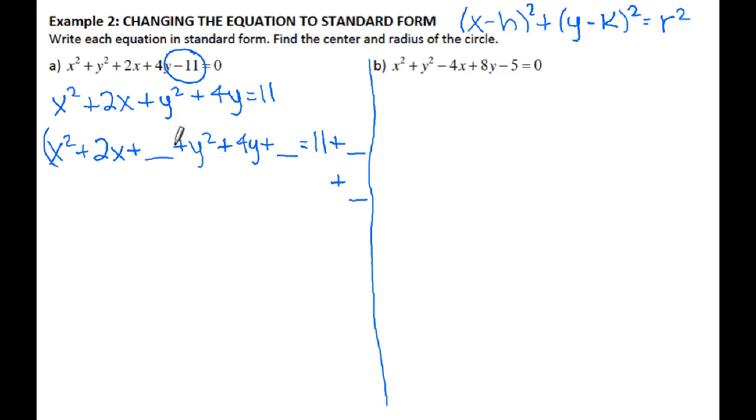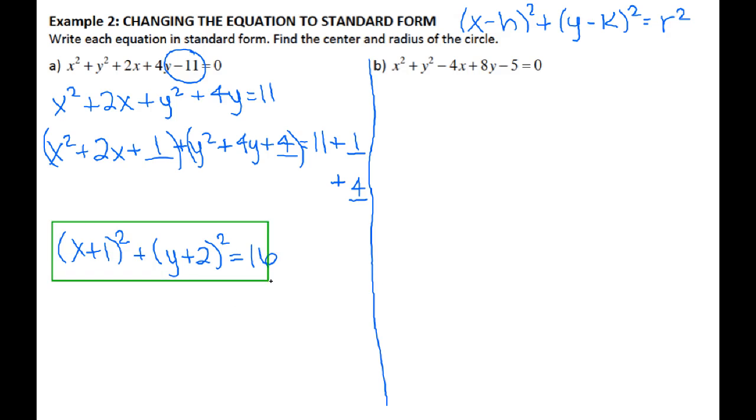Looking at my x's, I'm taking half of 2 and squaring it, and that's 1. Looking at my y's, I'm taking half of 4 and squaring it, so that's 4. I put these terms in parentheses because those are the quadratics that I need to factor so that it looks like this. So x squared plus 2x plus 1 factors to (x plus 1) squared. Y squared plus 4y plus 4 factors to (y plus 2) squared equals 11 plus 1 is 12 plus 4 is 16. So there's my equation in standard form.